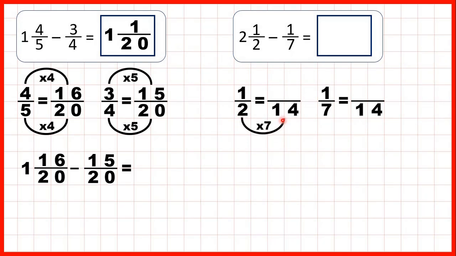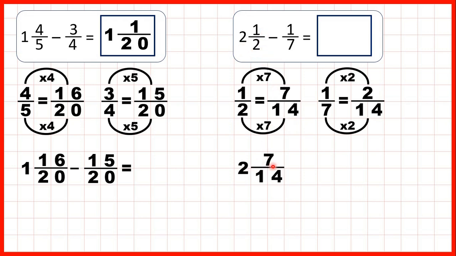2 times 7 is 14, so we do the same to the numerator, and 1 times 7 is 7. Now 7 times 2 is 14, and 1 times 2 is 2, so we can rewrite our question. Instead of 2 1/2, we can write 2 7/14, because that's equivalent, and instead of subtracting 1/7, we can subtract 2/14. Now we look to see if we can subtract our fractions.